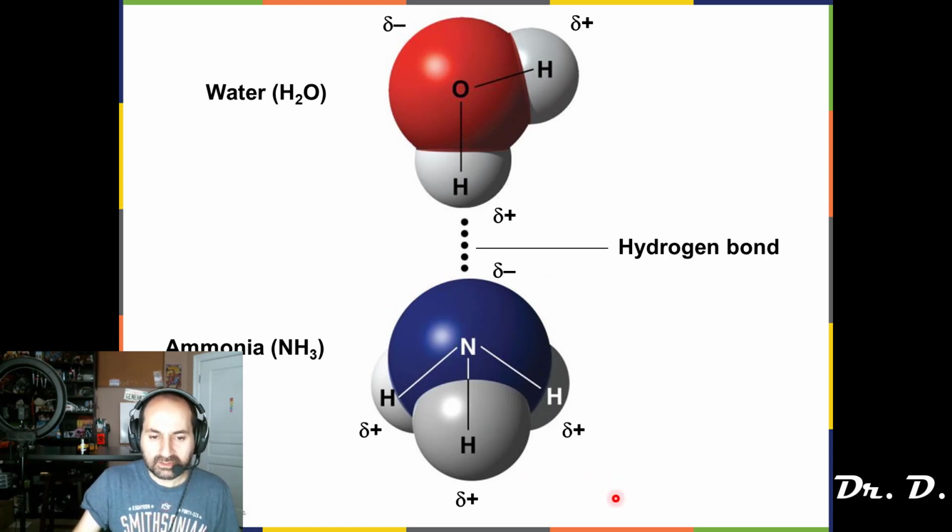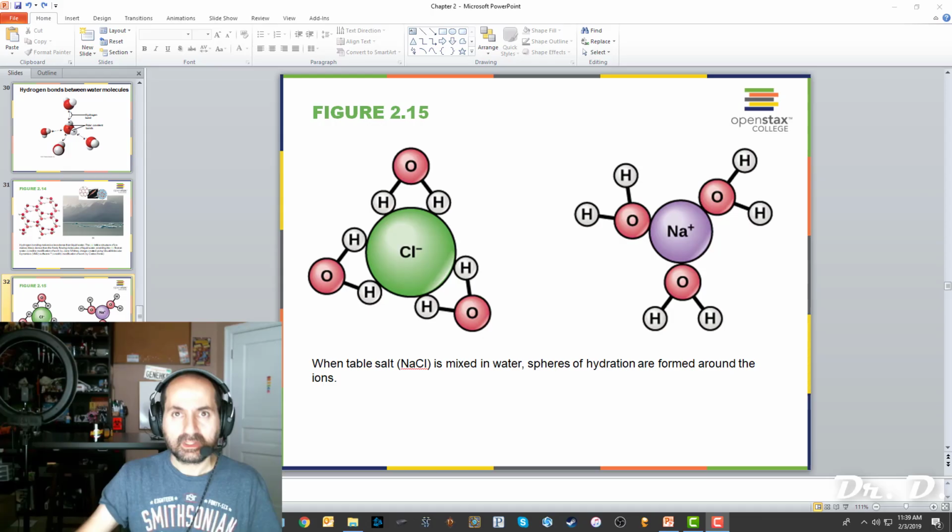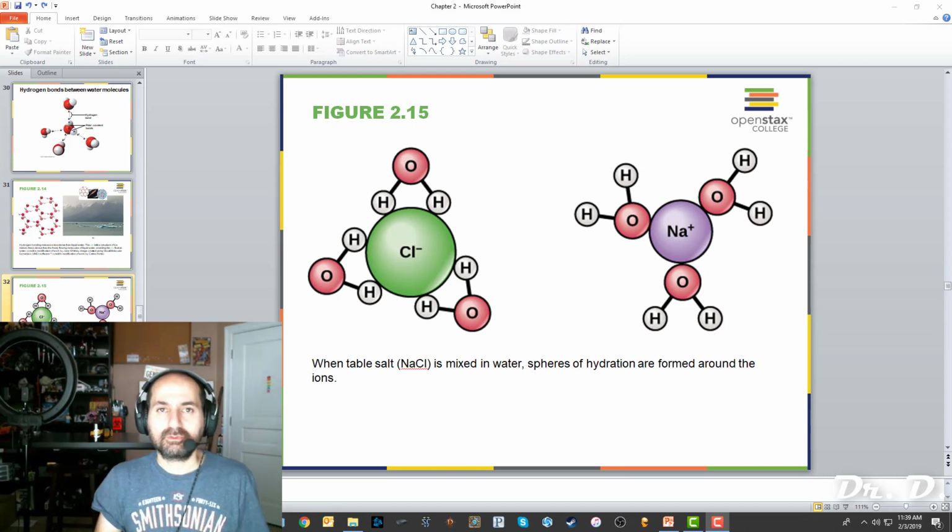And what if there was another water molecule over here, down here? How would it interact with the hydrogen on this ammonia? Well, the hydrogen from the water wouldn't want to interact with the hydrogen from the ammonia because they both have a partial positive charge. It would be the oxygen from the water. The oxygen from the water would form a hydrogen bond with the hydrogen from the ammonia. Okay, so what else can mix with water?